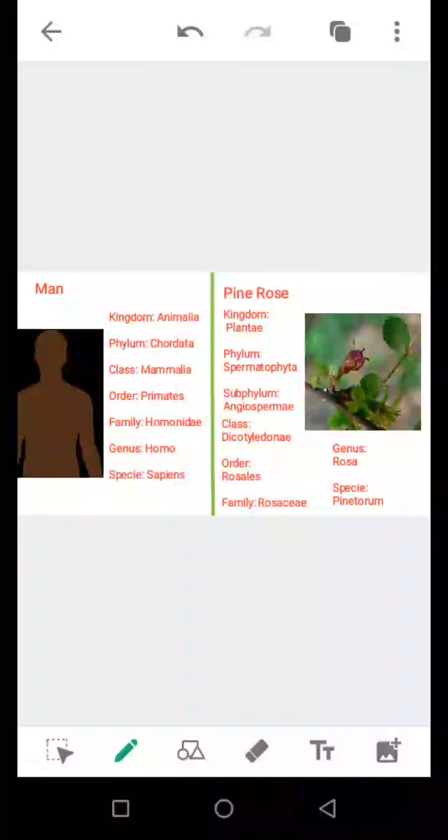Man belongs to the kingdom Animalia. It belongs to the phylum Chordata. It belongs to the class Mammalia. It belongs to the order Primates. Under primates, we have monkeys, apes, and so on. So man belongs to that order. It belongs to the family Hominidae. It belongs to the genus Homo. It belongs to the species Homo sapiens.